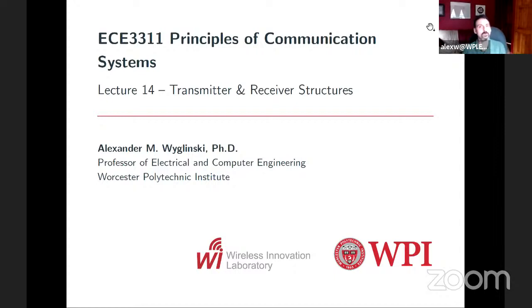And then, very importantly, we're going to be talking about the superheterodyne receiver. That's a fun topic, with respect to creating a receiver front end that takes a passband signal and then progressively brings it down to baseband. All right. Okay. So let's get started.